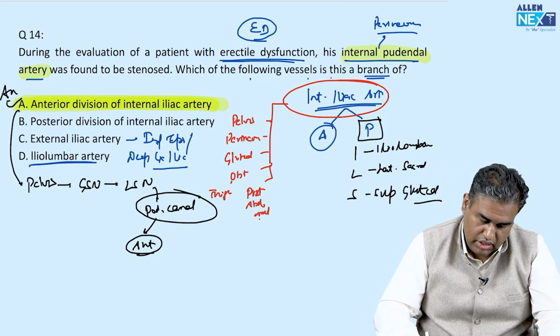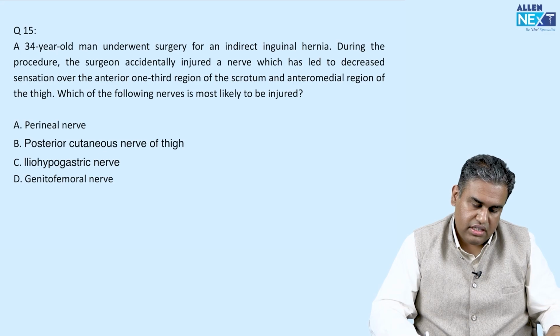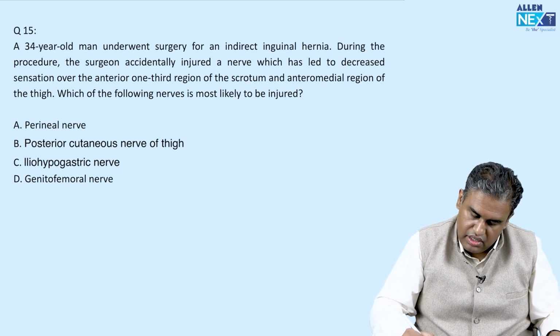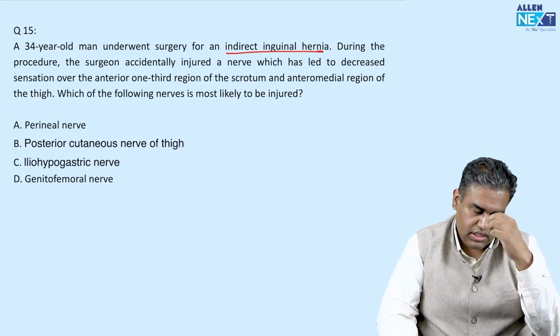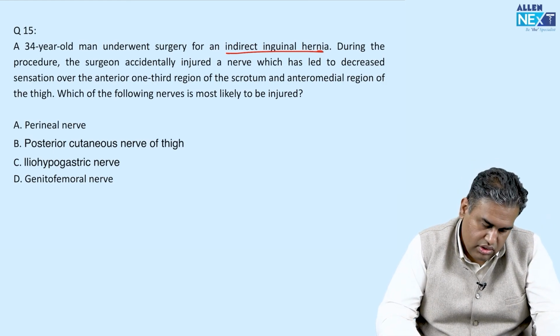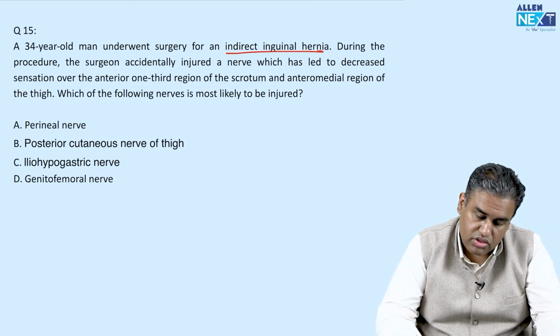Okay, one more question. A 34-year-old man underwent surgery for an indirect inguinal hernia. Fine, fair enough. During this procedure, the surgeon accidentally injured a nerve which has led to decreased sensation over the anterior 1/3 of the scrotum.